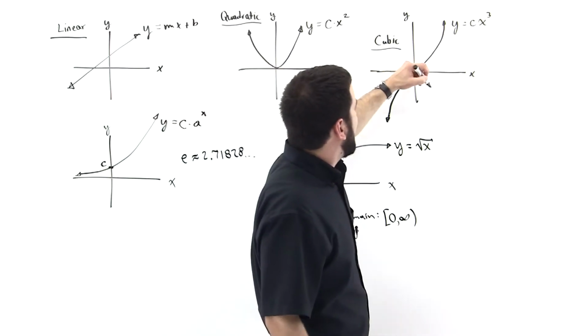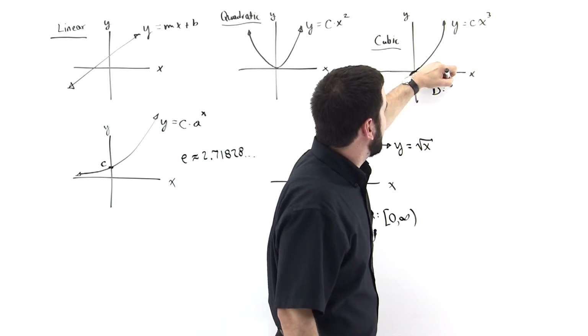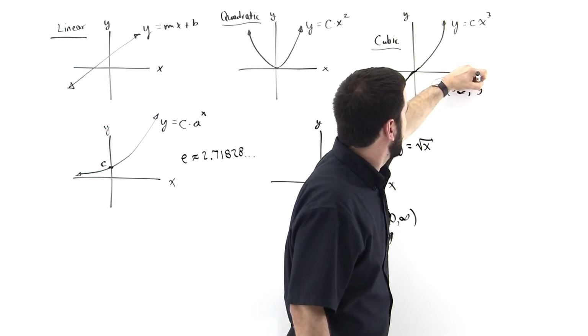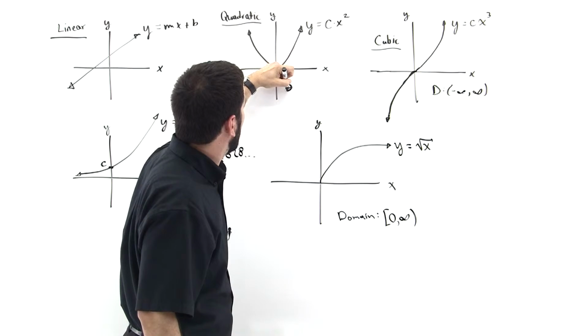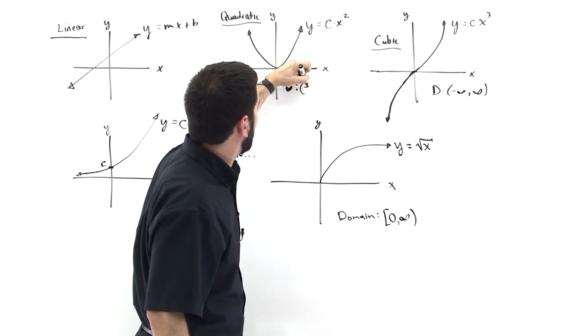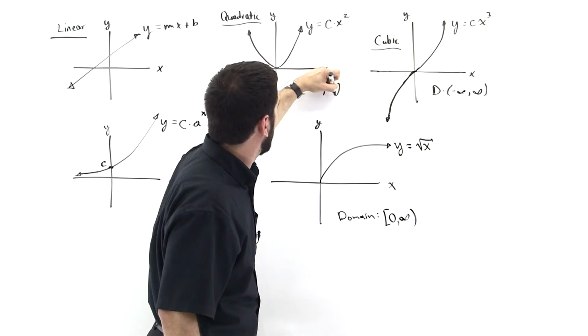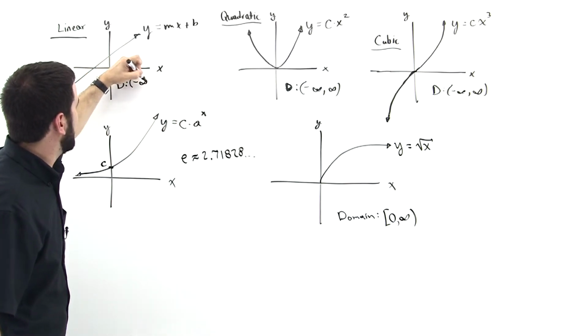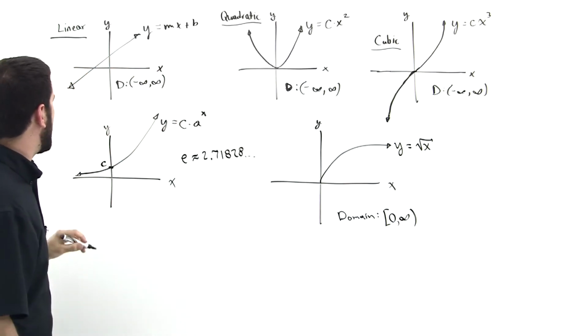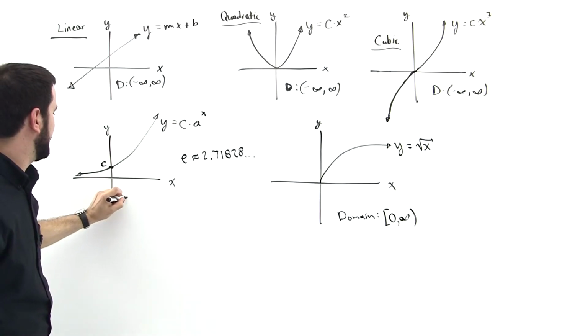The domain of this guy, I'm going to put it with a D like this, is negative infinity to infinity. Domain of this guy is negative infinity to infinity. And the domain of this guy is also negative infinity to infinity, right? And similarly for this guy.